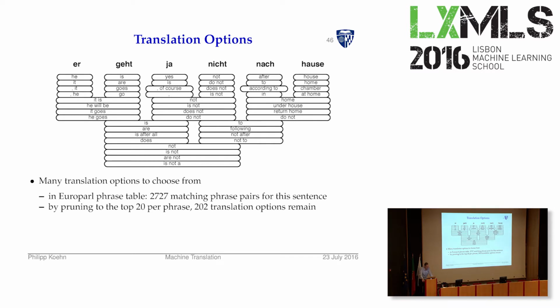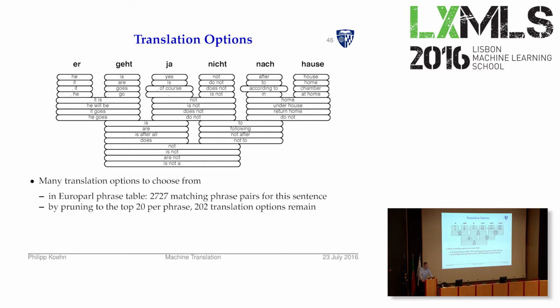Okay, so here's the problem. There's a lot of entries in your phrase table to choose from. For this little phrase, again with the Europarl trained phrase table, you can actually have 2,727 different phrase table entries you could apply here. I'm just showing here the top four for some of the spans.